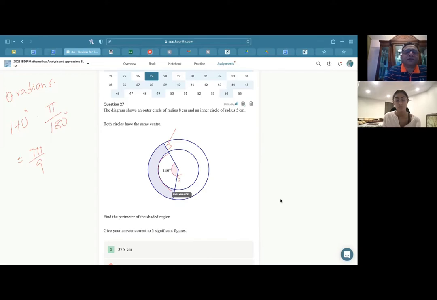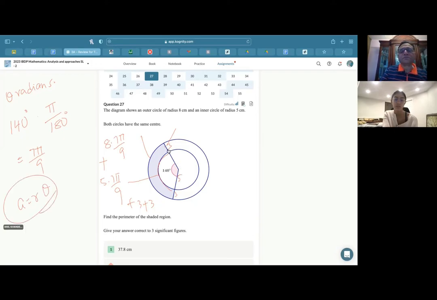The outer one has radius 8, and theta is 7 pi by 9. And the lower one is 5 times 7 pi by 9. Add these two and add 6, because 3 and 3. That's how you get the whole perimeter. So my question is, why did you use 8? Is it because this radius length here is just 5 plus 3? Yes, 8 because it's given, the outer radius is given to you.